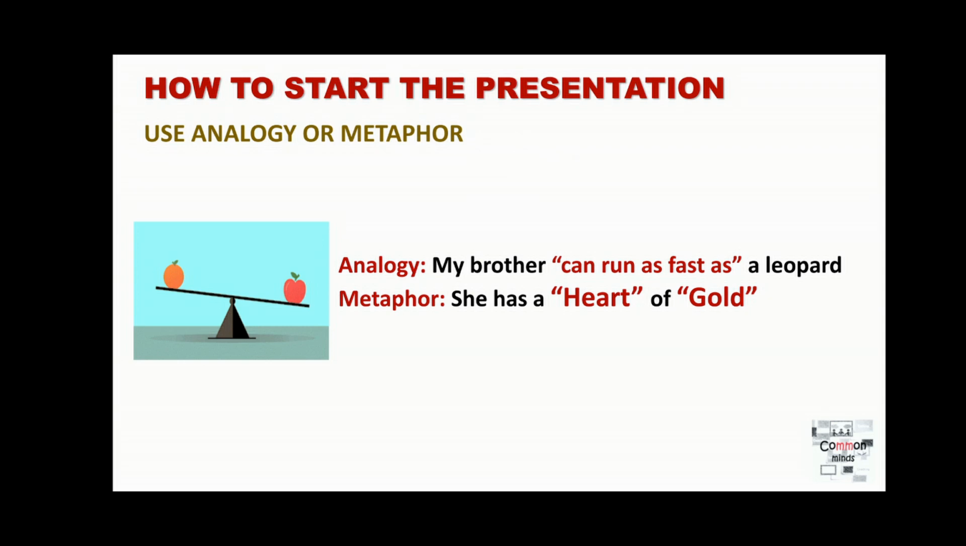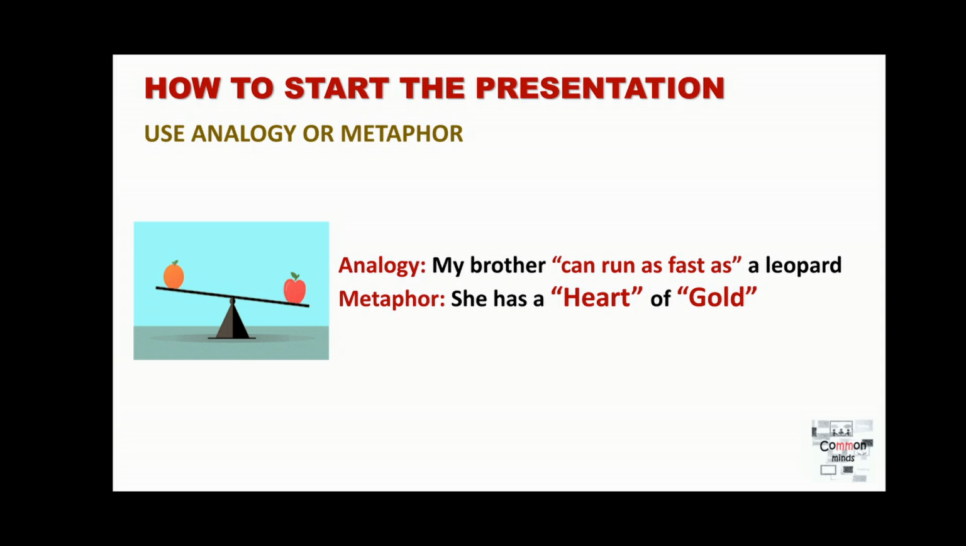Use analogy or metaphor. Analogy or metaphor are two techniques where you try to compare two different things to start your story. Analogy is a direct comparison between two things. For example, as you see on the screen, my brother can run as fast as a leopard. While metaphor is a comparison between two different characters altogether. So in this example, she has a heart of gold.